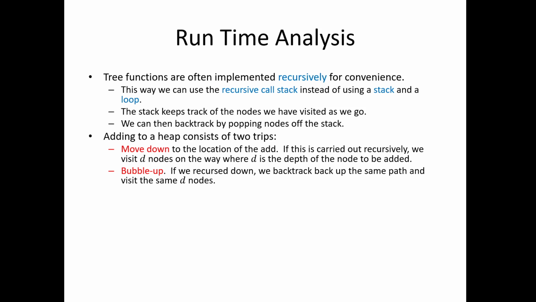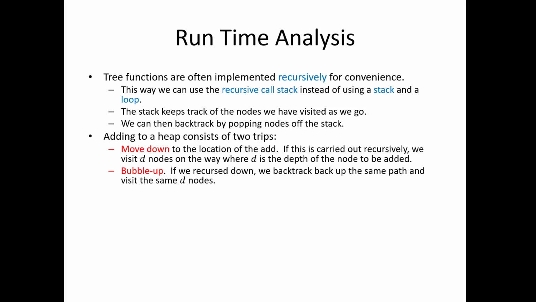Now, an important thing to note here is the position that we're adding to will always be on the deepest level of the heap. So if our heap is of depth D, then we might say here that the depth of the node we are adding is also at depth D. We can also see here that the cost of moving down one node at a time to that depth is also D. We will visit D nodes along the way on our way down there. As the recursion unwinds, we will also visit those same D nodes on the way back up.